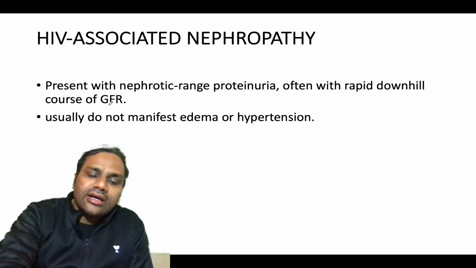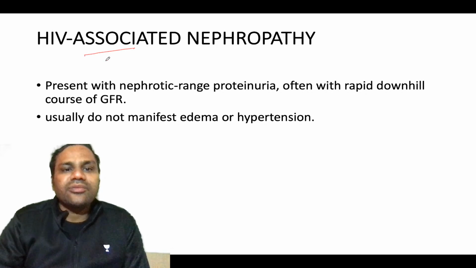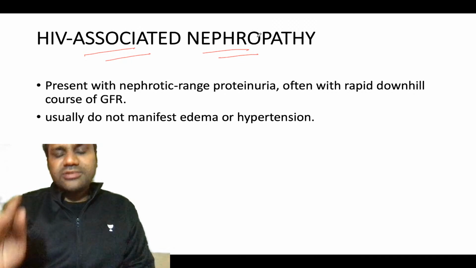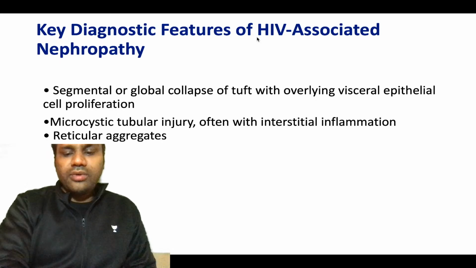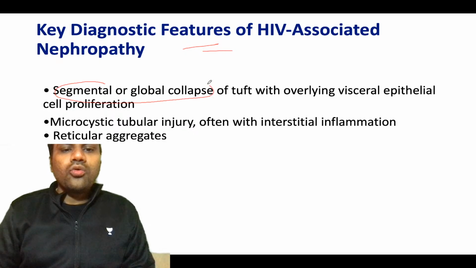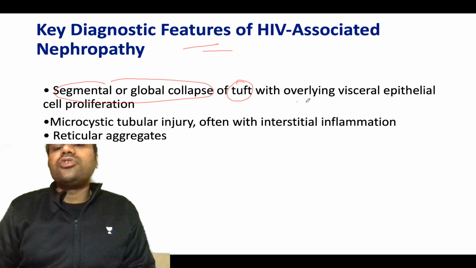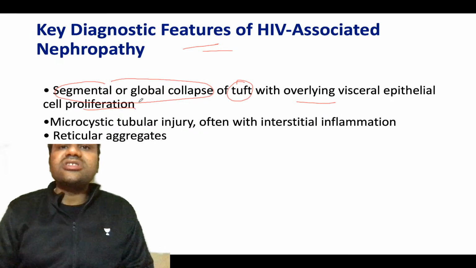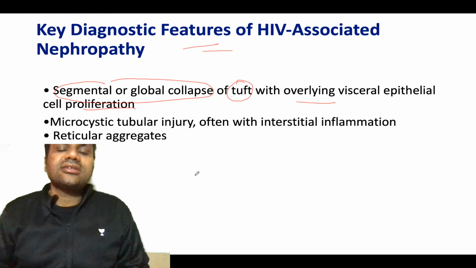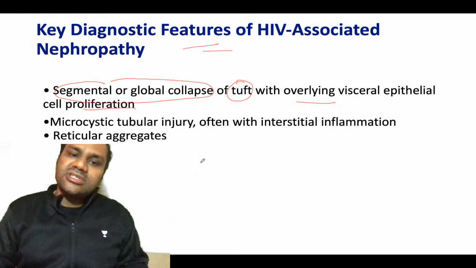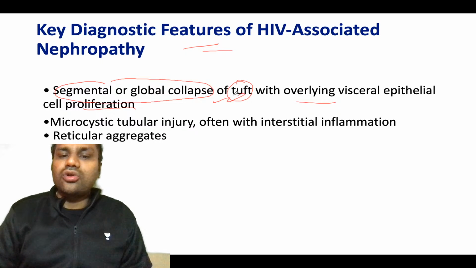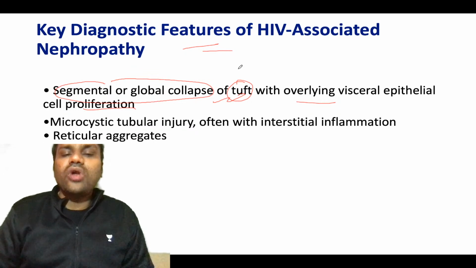Then another important nephropathy is HIV associated nephropathy. The major things you get in HIV associated nephropathy are collapsing glomerulopathy or focal segmental glomerulopathy. The key feature is segmental or global collapse of the tufts with overlying visceral epithelial cell proliferation. The visceral epithelial cells are the podocytes, and they will proliferate and can also undergo collapsing. Hence it is known as collapsing glomerulopathy.